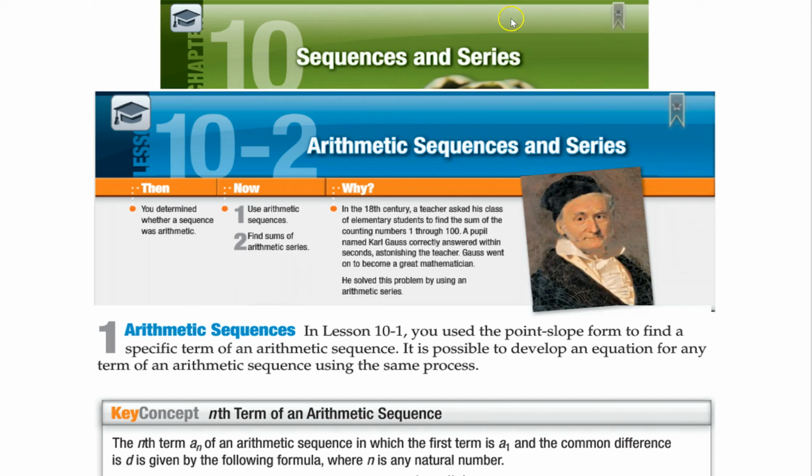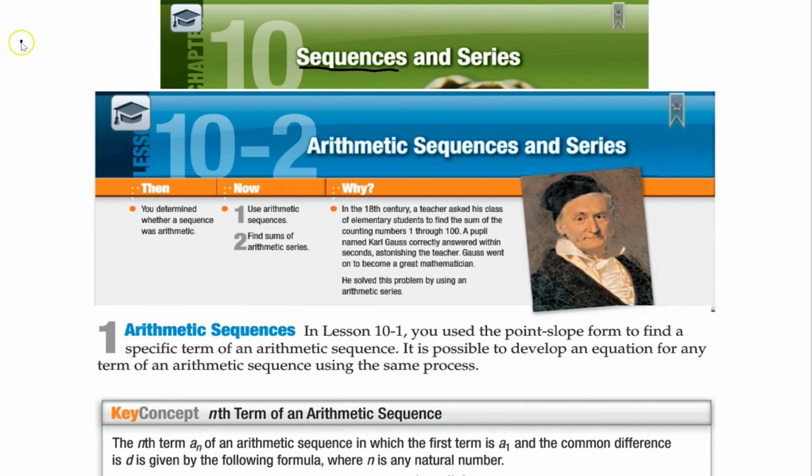Chapter 10, Sequences and Series. We're actually going to skip 10.1 because it's pointless, to be honest. And we're going to start with 10.2, arithmetic sequences and series. So first, let's talk about what a sequence is. A sequence is just a list of numbers that follow a certain pattern.